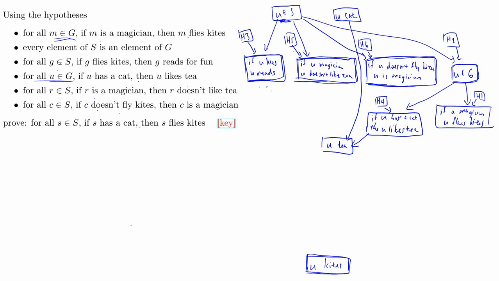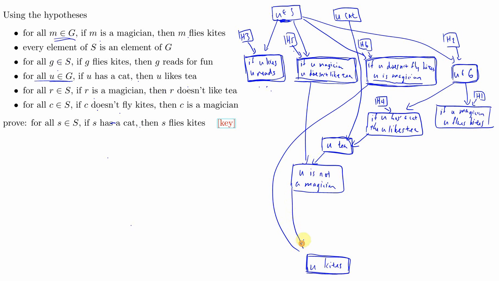And now do we get anything? It appears that we can take this new fact that U likes T and combine it with this implication over here. Applying modus tollens, we get U is not a magician. And now that we know that U is not a magician, let's see. Oh, look, that's the negation of the conclusion of this implication. So modus tollens will apply now. We combine these two things together, and we actually get that U flies kites.